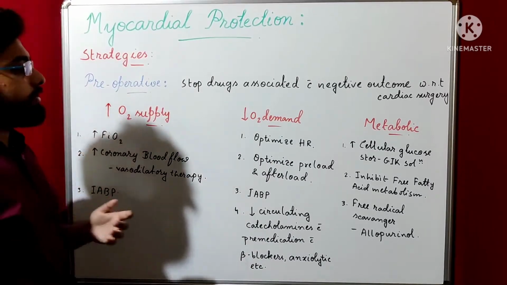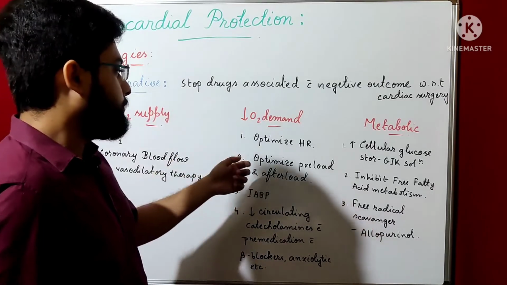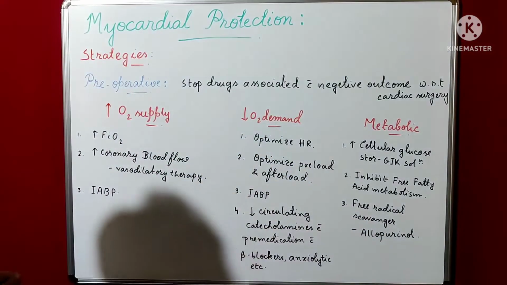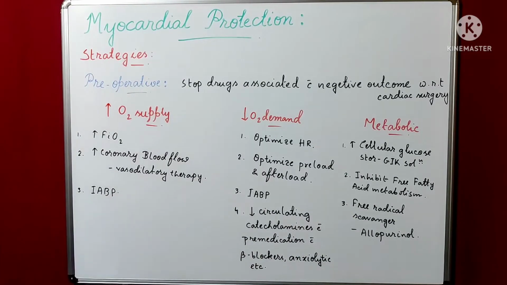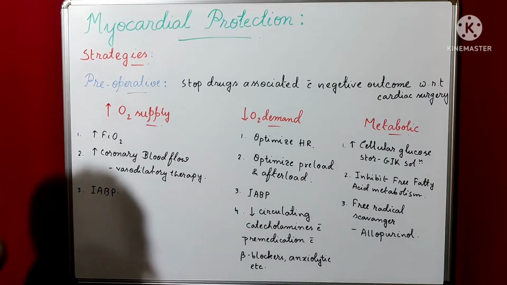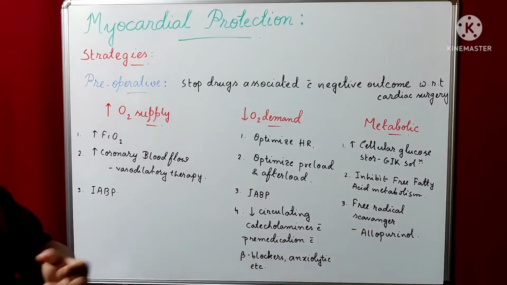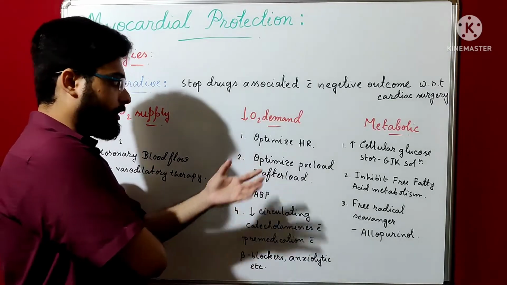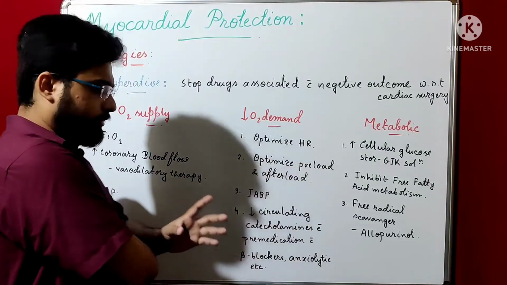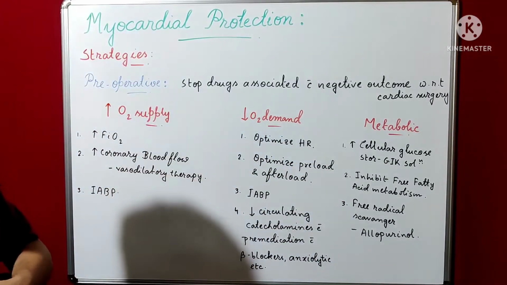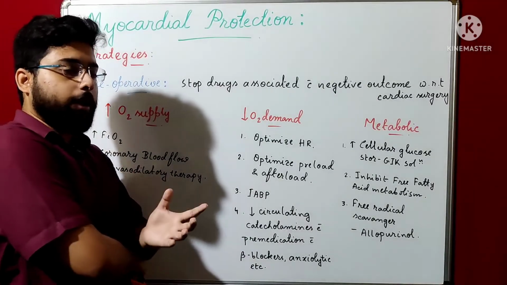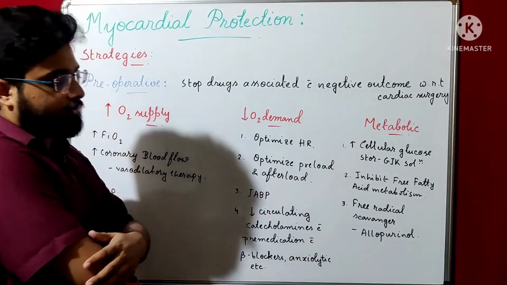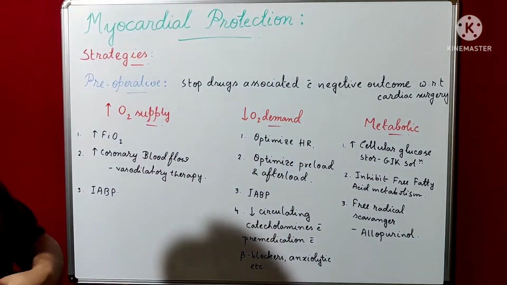Next is reduction of oxygen demand. How can it be done? First is to optimize the heart rate, where it is a proper measure, not always, but most commonly in cases of patients with CAD where the myocardium is already ischemic. With optimization of heart rate, the workload on the myocardium will decrease, so the demand will be decreased. Optimization of heart rate is done with beta blockers.